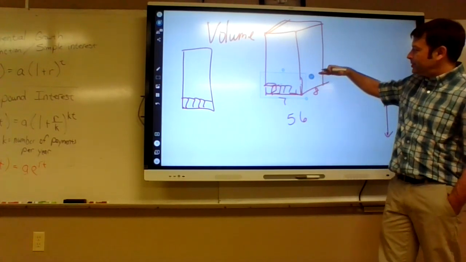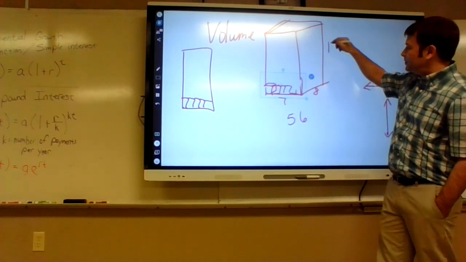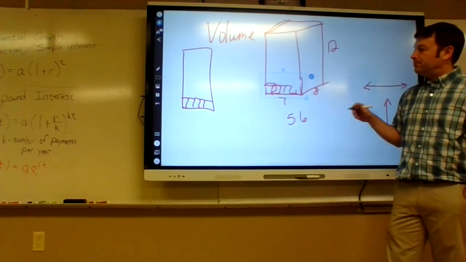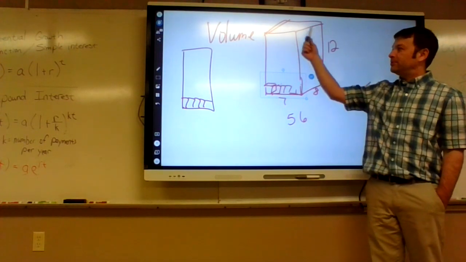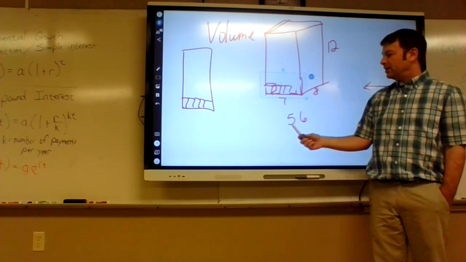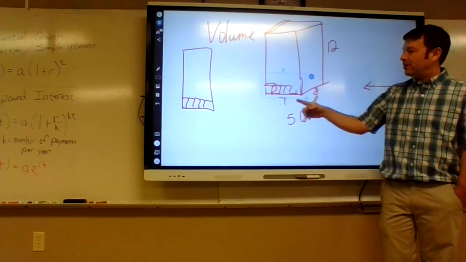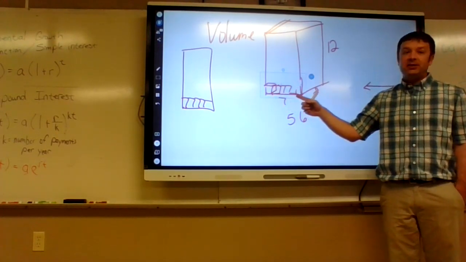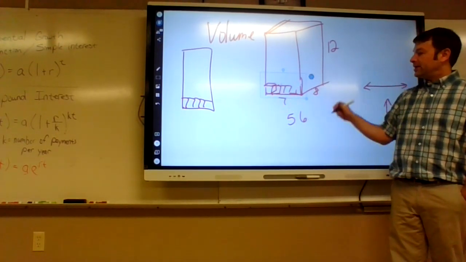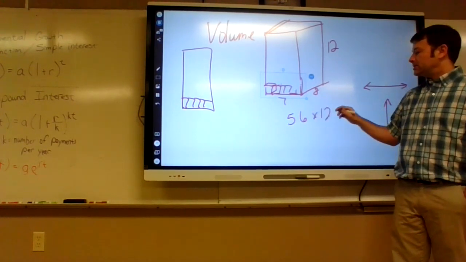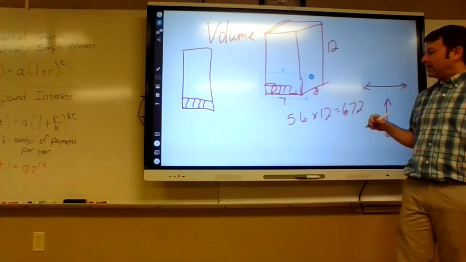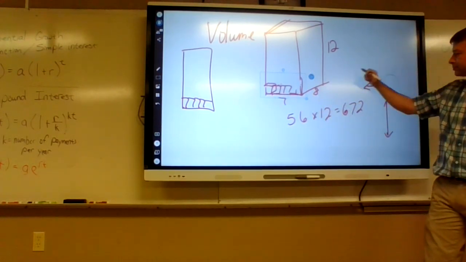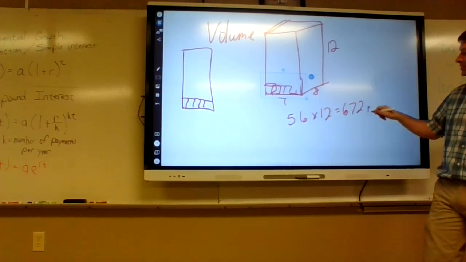But let's say this building was 12 stories tall. Then how many boxes would be in the total building? 56 times 12. So all I did was 7 times 8 to get the base. 672. And that times 12. Okay, you said 672. Yes, sir. And let's pretend these were cubic meters.